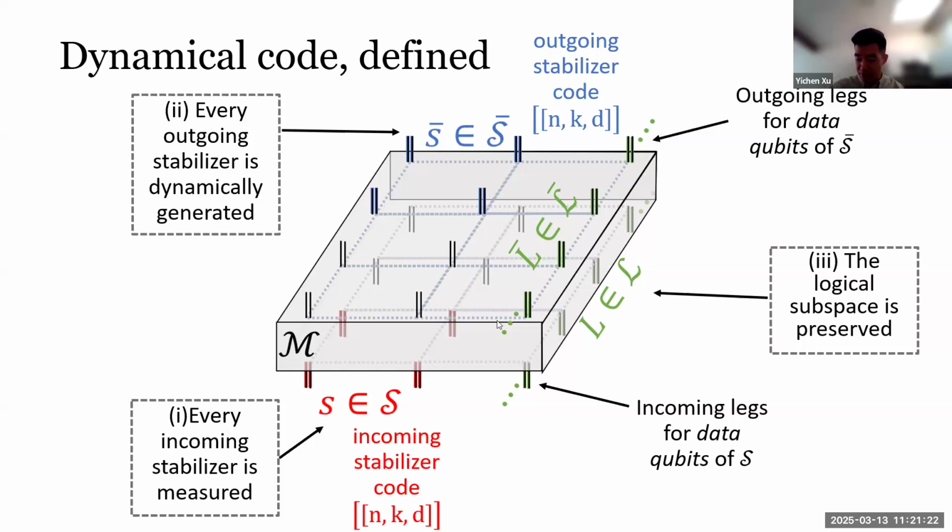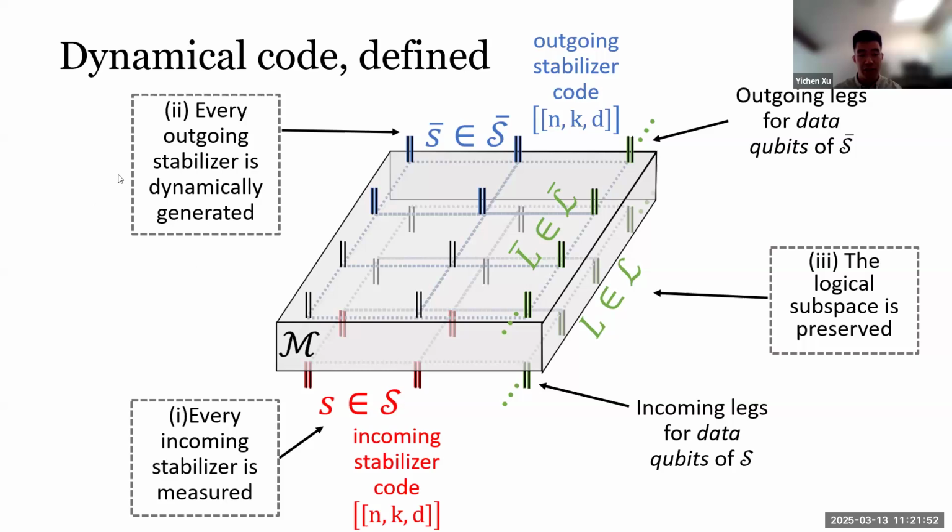And just a very important notice. So this diagram is a little bit different from an actual circuit diagram, because all these legs that are pointing downwards and upwards represent not the physical qubits in the dynamical code. They represent the physical qubits of an incoming or outgoing stabilizer code. So the number of legs pointing downwards is equal to n. It's not the final number of physical qubits inside the circuit. The reason will be explained very shortly.